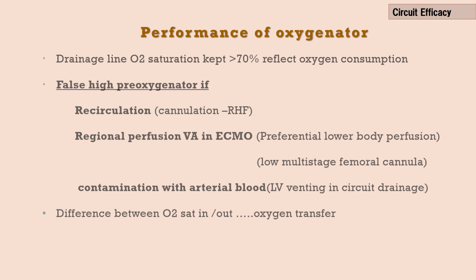It usually happens in VV ECMO, where the drainage and return cannulas are too close to each other. Regional perfusion occurs in VA ECMO, where there is more oxygenated blood in the lower body and hypoxemia in the upper part. Contamination with arterial blood occurs with LV venting and circuit drainage. So we can confirm its performance by measuring oxygen saturation in and out, reflecting oxygen transfer.